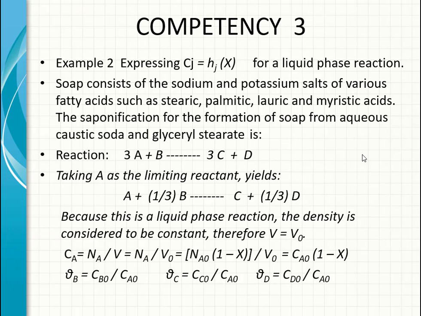So we will have that Ca will be Na0 times 1 minus X, all divided by V0, and this is equal to Ca0 times 1 minus X. Theta B is equal to Cb0 divided by Ca0. Theta C is equal to Cc0 divided by Ca0. And theta D is equal to Cd0 divided by Ca0.